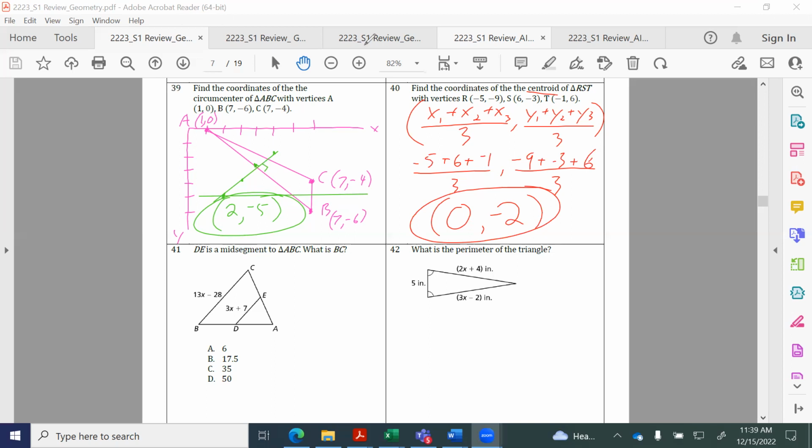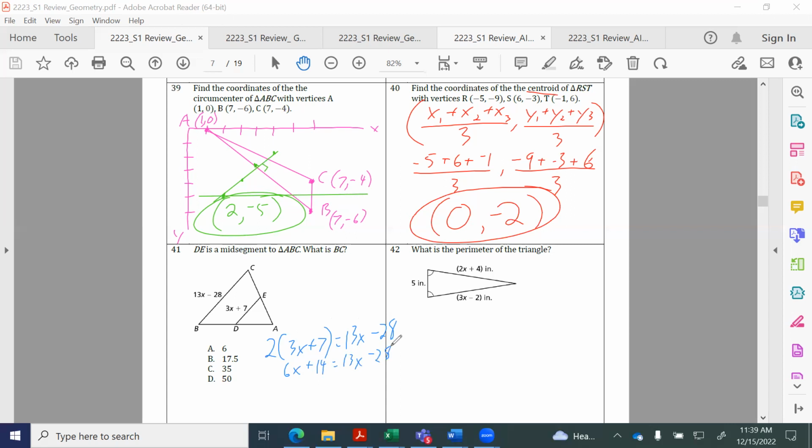On 41. On 41, DE is a mid-segment. There's a couple things we have to know about our mid-segment. Our mid-segment is connecting two midpoints. But the other thing that we need to know is that this line is half the length of the third side. So if we're writing an equation here, we have to double this one to equal that one. So 2 times 3x plus 7 equals 13x minus 28. So that's 6x plus 14 equals 13x minus 28.